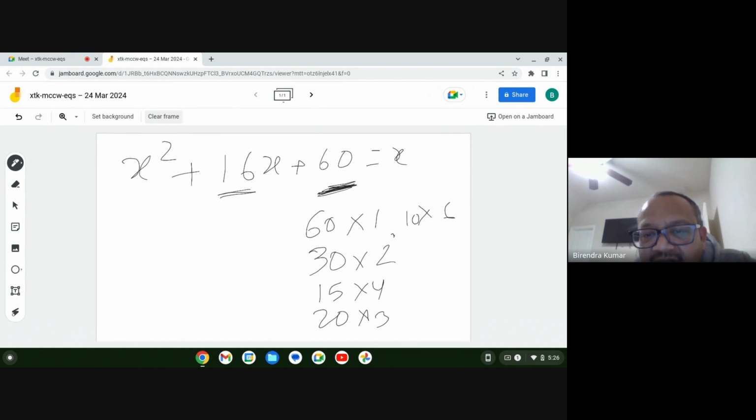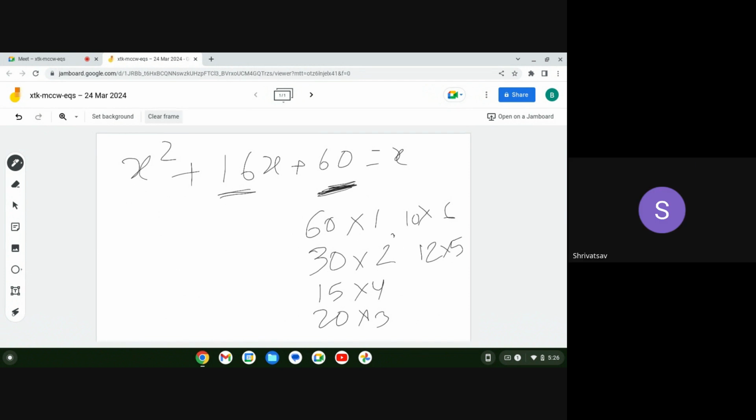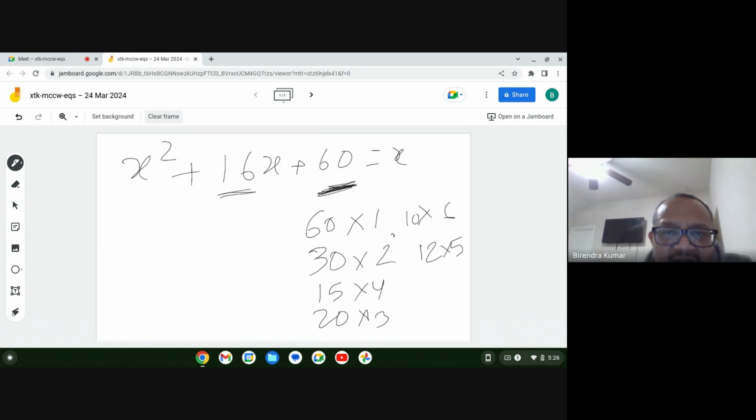Are there any other factors that we are missing here? Maybe 12 into 5 also. Yeah, that should be it. Right. So Arna and Mithran, are you guys with me so far?